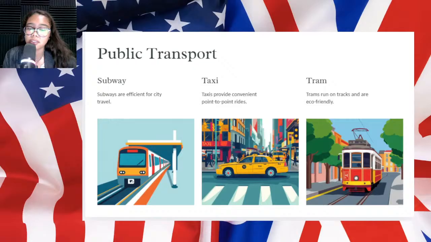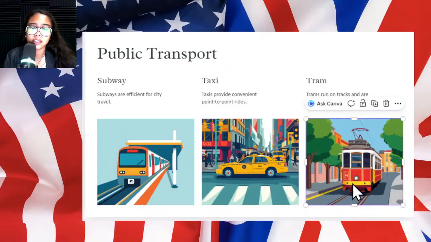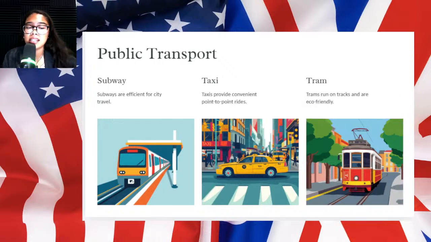We move on to tram. This is a very eco-friendly street train. It is an old type of public transportation which is not available in all countries. Now, what is a tram? A tram is a type of rail vehicle that travels on tracks built directly into the public streets. As mentioned here, trams run on tracks and are eco-friendly.